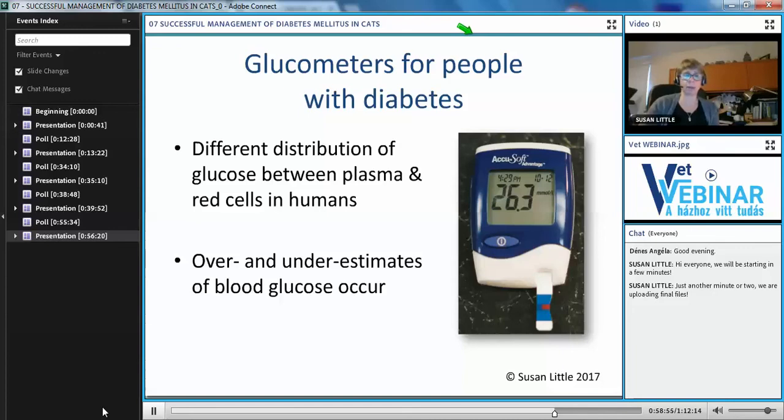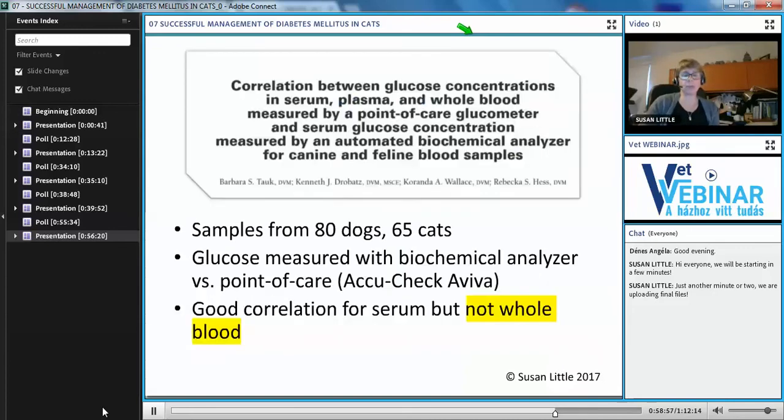We can use them for curves, although again, I would always be careful to interpret it in light of your patient. It turns out that the meters made for people, at least based on this study where they looked at home blood glucose monitoring with a human meter in dogs and cats, performed the best when serum was used, but it did not perform well for whole blood. And of course, in a home setting, that's what our clients are using. They can't use serum, they can only use whole blood. So the meters for people are not as reliable for animals.